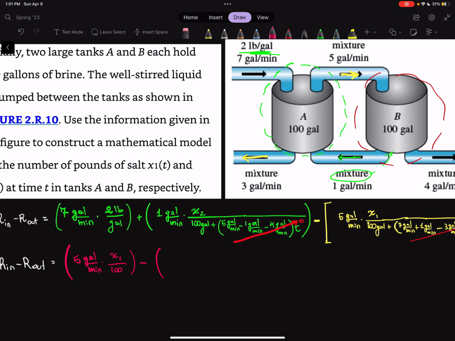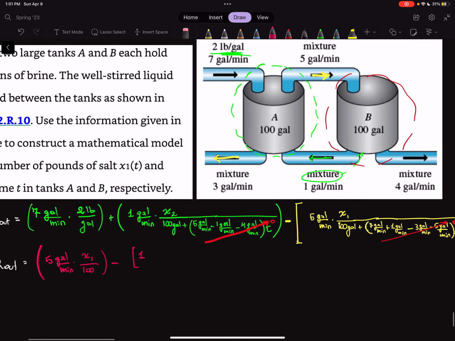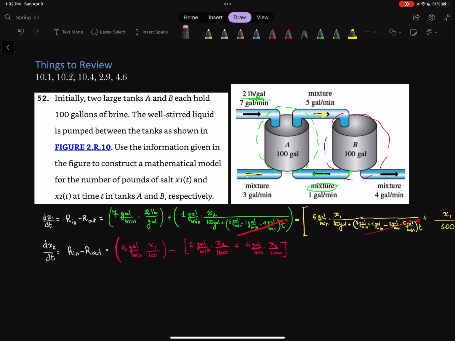And then we have minus the stuff coming out. Again, we have 1 gallon per minute coming out from the bottom left, multiplied by the concentration, which is the amount in B divided by the gallons in B. And then we have plus, because the minus is already here, 4 gallons per minute going out times the mixture of B divided by 100, again because it's not changing. But don't make this mistake. Remember to always check if it's changing or not, because if it is changing, it changes the problem.